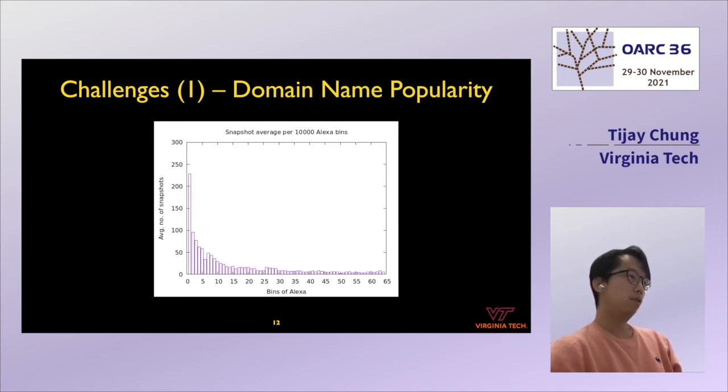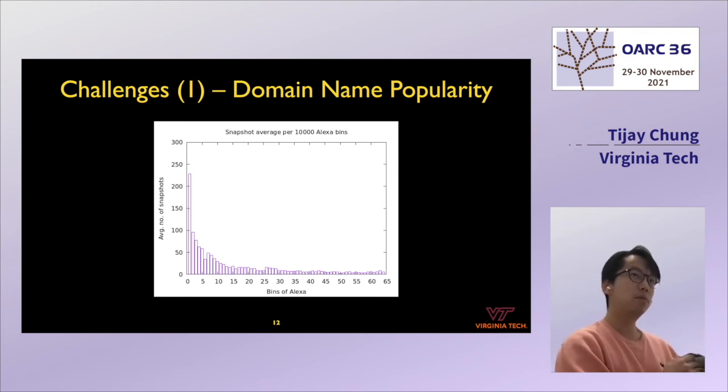So this graph shows the average number of snapshots of domains depending on their popularity. As you can tell, the more popular domain names seem to have more analyses. For example, random users just go to the website and type google.com and facebook.com. So we would like to filter out such popular domain names from our analysis.